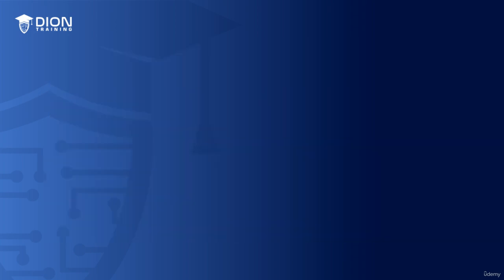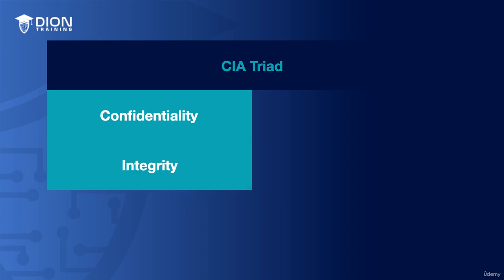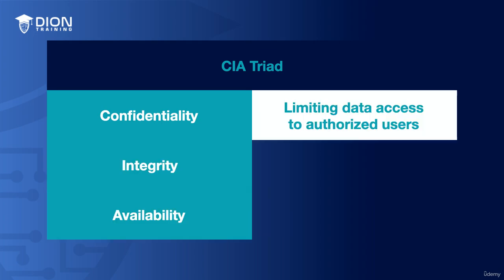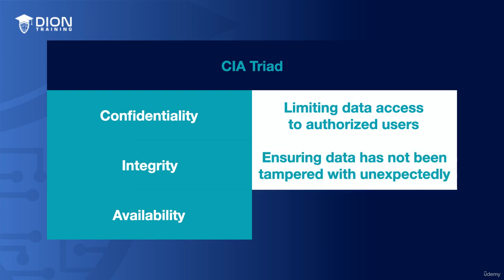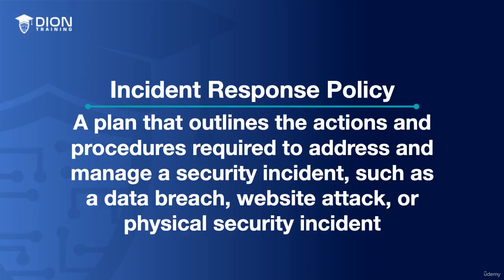When it comes to security policies, the CIA triad is a fundamental concept. The CIA triad consists of 3 security objectives, which are confidentiality, integrity, and availability. Now, as mentioned earlier in previous lessons, confidentiality refers to limiting data access to authorized users. Integrity means ensuring that data has not been tampered with unexpectedly, while availability refers to ensuring services and data can be utilized when needed. Incident response policies are also essential.